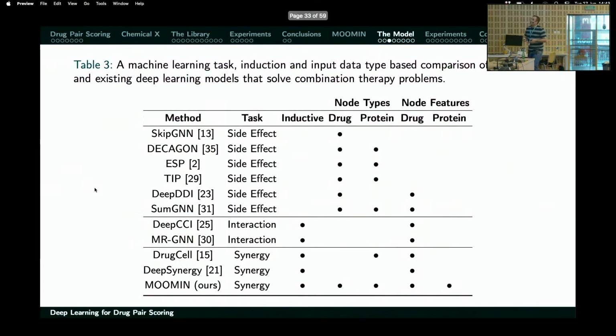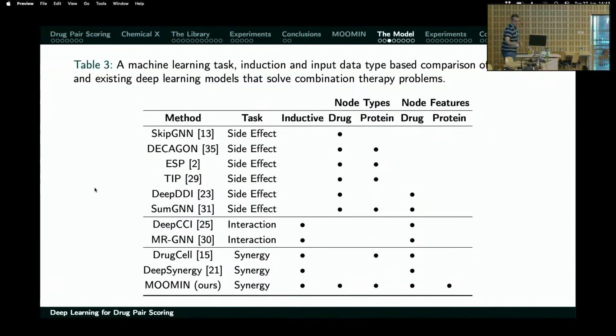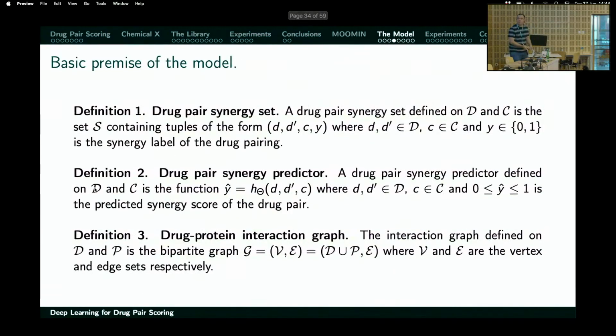Cool. So one of the things that we were really interested in at the time is how other people are solving this, and it seems that going with both drug and protein nodes is a reasonable idea. A lot of people did that, understanding those interactions in a context, and also adding additional features and not learning some sort of vector from a trainable embedding seems to be something that is novel.